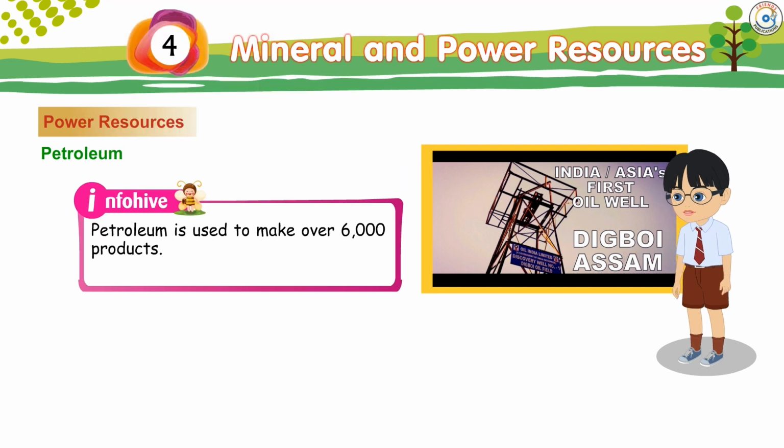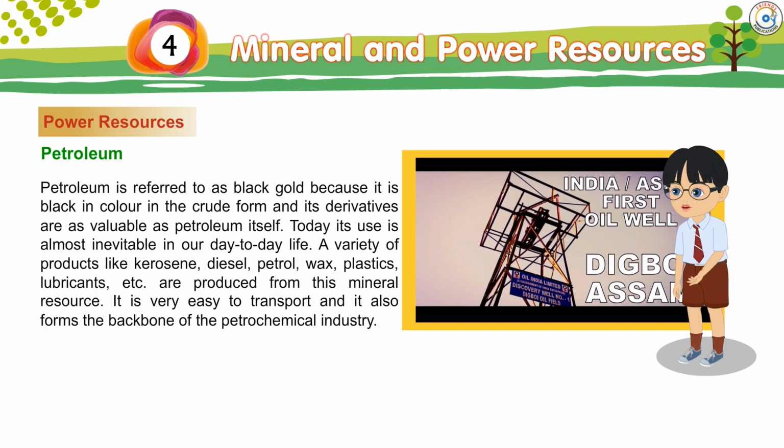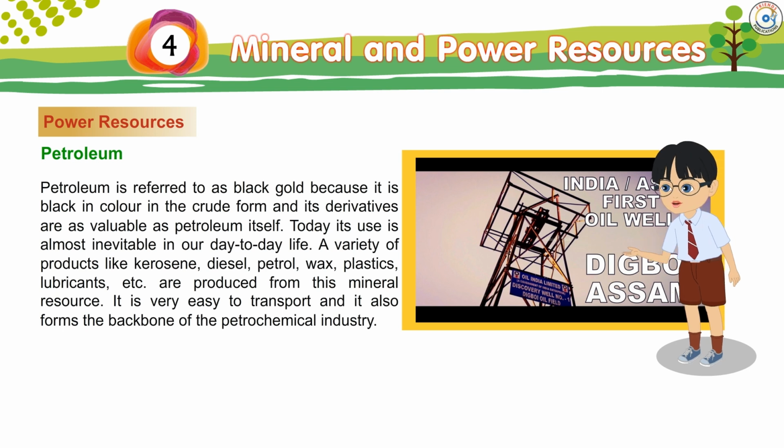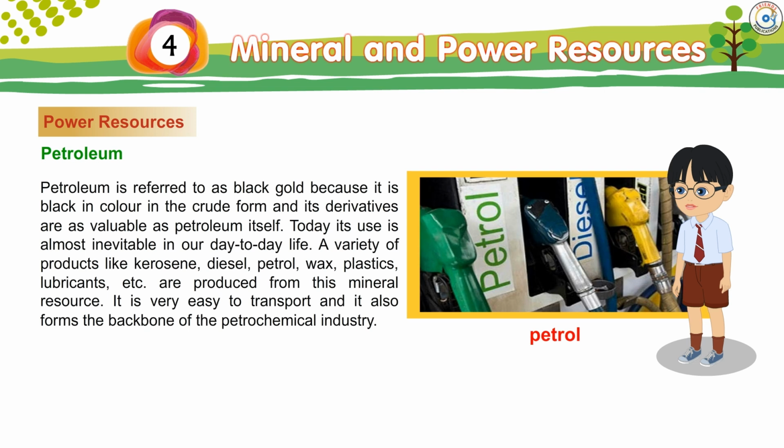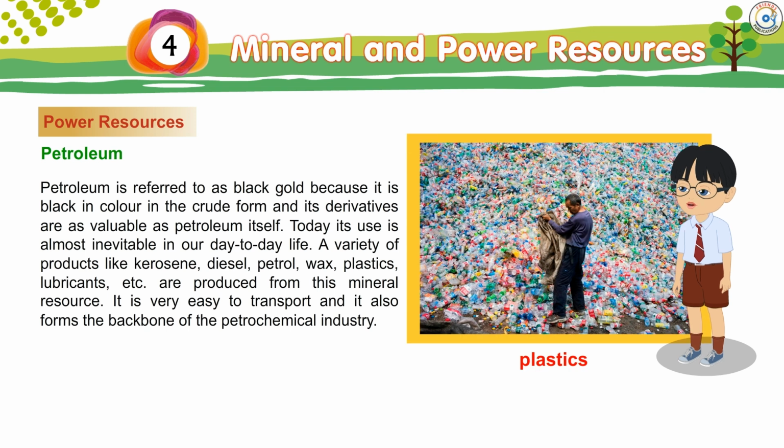InfoHive. Petroleum is used to make over 6,000 products. Petroleum is referred to as black gold because it is black in color in the crude form, and its derivatives are as valuable as petroleum itself. Today, its use is almost inevitable in our day-to-day life. A variety of products like kerosene, diesel, petrol, wax, plastics, lubricants, etc. are produced from this mineral resource. It is very easy to transport and it also forms the backbone of the petrochemical industry.